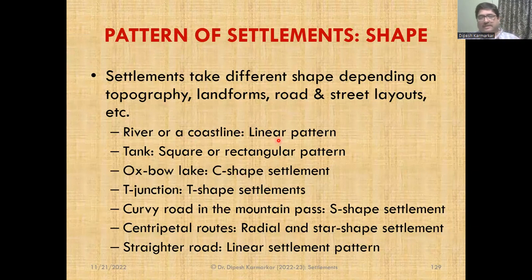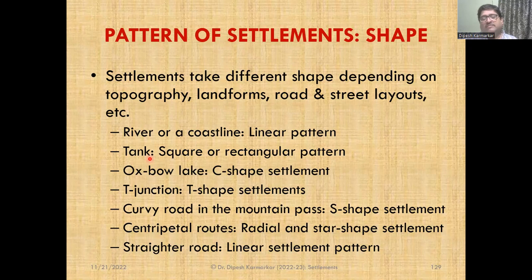The factors that are responsible for such a pattern may be different. For example, it can be a river or a coastline. It can be a straight road also, along which the settlement has developed. If any settlement has developed around a water tank, when we say tank, it is a human construction, artificial construction, not natural. So tanks of square or rectangular size, and a settlement which is located around it also looks like a square or rectangular shape settlement.